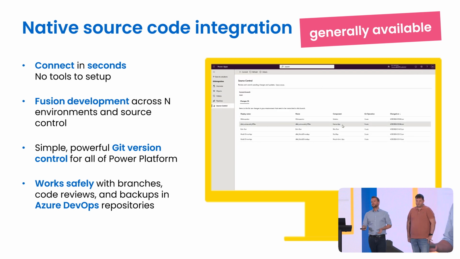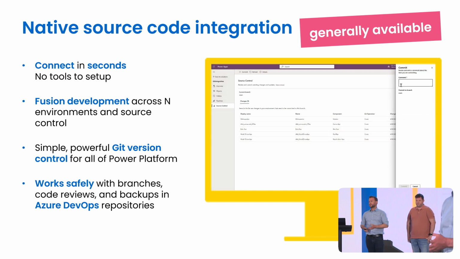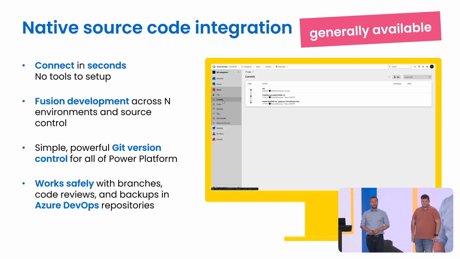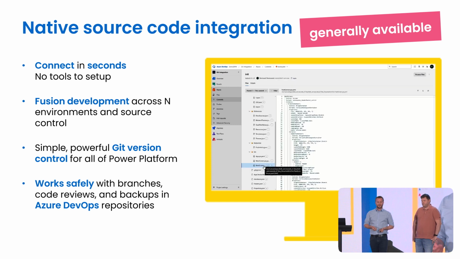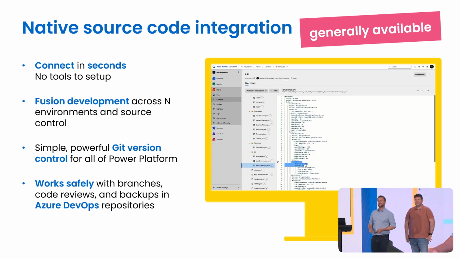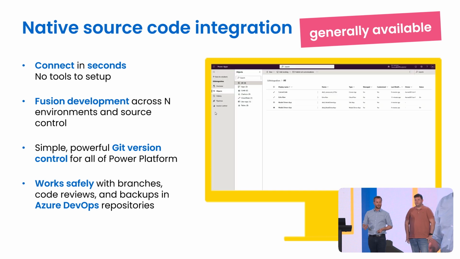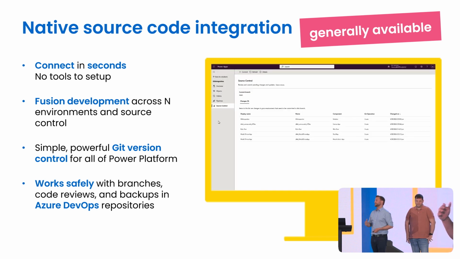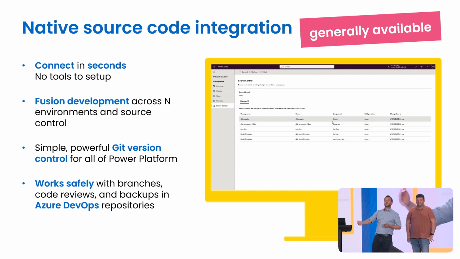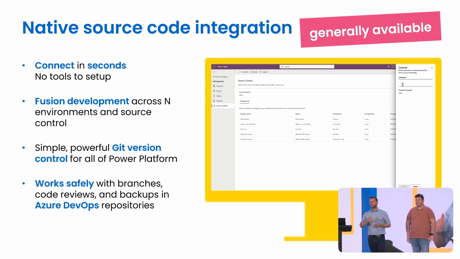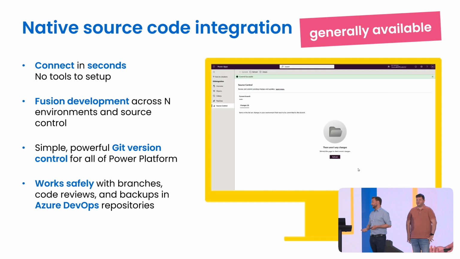It allows you to do fusion development with every one of your makers across multiple environments working on your source code, pushing it back to source control, pulling it back in, all your changes. So all of that is very easy to do from the UI. It's a simple Git integration. Don't expect out of the box branching and merging strategies. You still have to figure that out yourself on the DevOps side of things. And it works safely with branches if you have that set up on your DevOps environment. You can even take it one step further and work with branches that are connected to separate environments, and then you can do PR gates and validated testing and stuff like that.